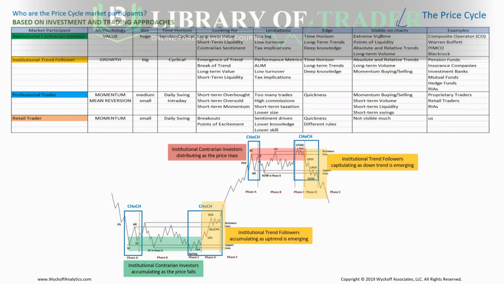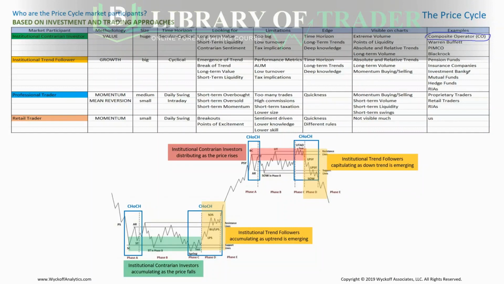They are visible on the charts by the extreme points of volume, by the points of liquidity, by the absolute and relative trends, and by the long-term volume signature. We also, in November, will be studying in the special a long-term momentum signatures. Those are also going to be important for us in identification of the CO buying and then just smaller interest buying. The examples of such operators are going to be just the definition of the composite operator itself.